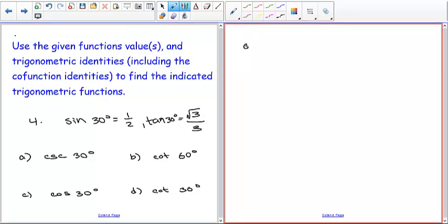Okay, so let's do A. The cosecant of 30 degrees. How could we find that? Well, the reciprocal of the sine is the cosecant. So that one's easy actually. So the cosecant of theta is 1 over the sine of theta, and the sine of theta is equal to 1/2. So 1 divided by 1/2 is 2. So that's A.